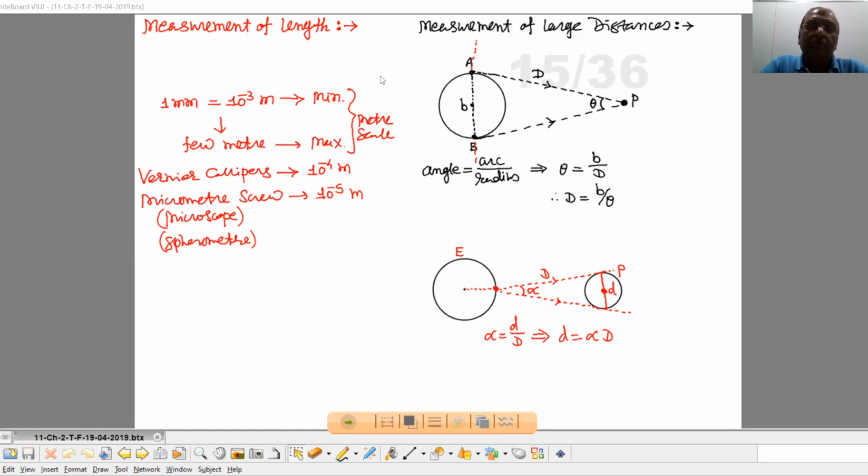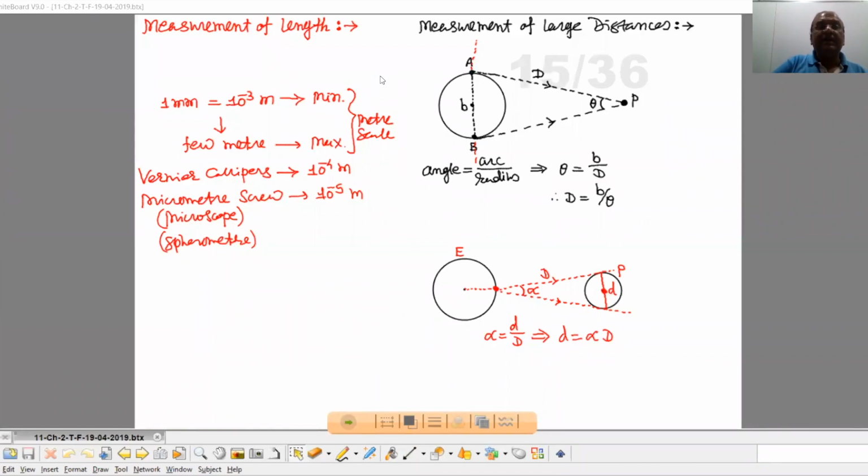Suppose we want to take a measurement for the size of a molecule, atom, nucleus, so directly we can't measure it. It implies that if you want to measure very very large distances or lengths, or very very small distances or lengths, then we have to think about some alternative methods.